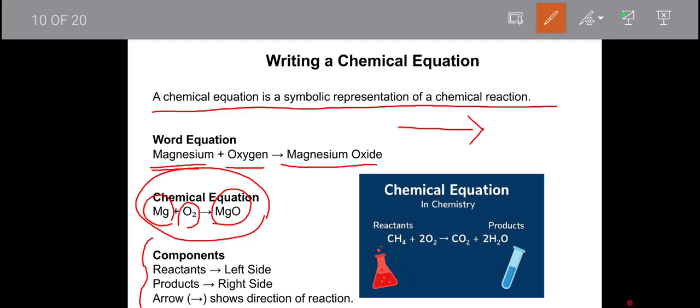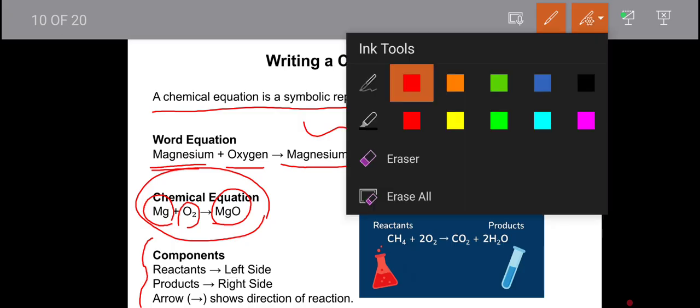So arrow mark will be there. On the left hand side of the arrow mark, you will be representing the reactants. After that, the arrow should be there. And on the right hand side of the arrow, you have to write what? Products. Okay. So this is how you will be writing a chemical formula and chemical equation. Hope this is clear to you. Let's move on to the next slide.